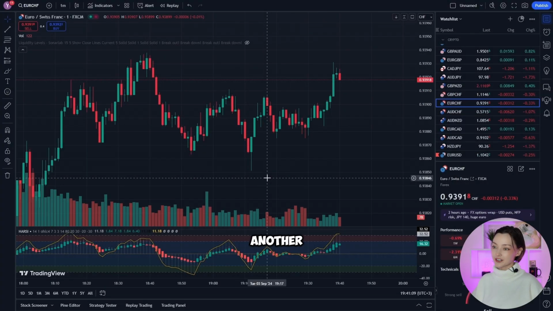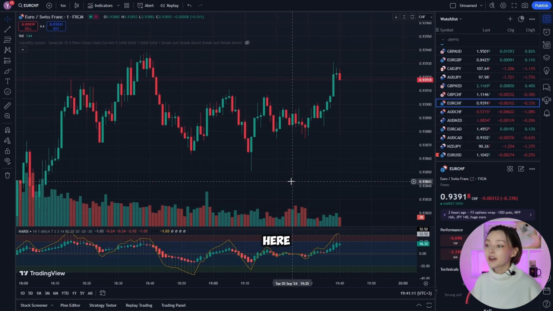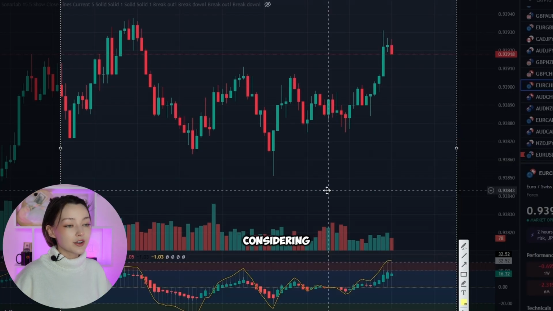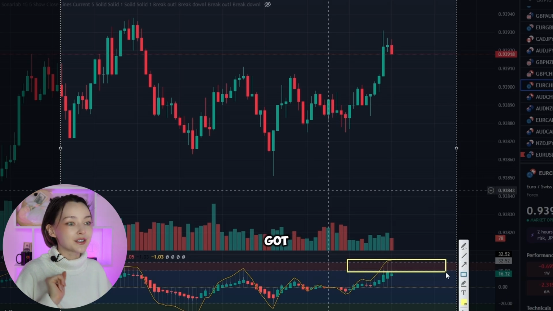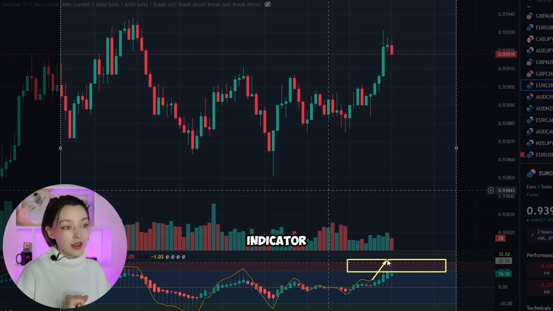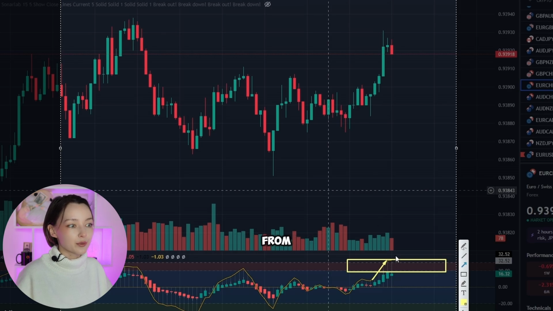So I found another situation. Let's see what we can note here. In this case, I'm considering an entry to the downside because first of all, I can see that we've got an overbought area on the indicator. I expect a downward movement from this area.